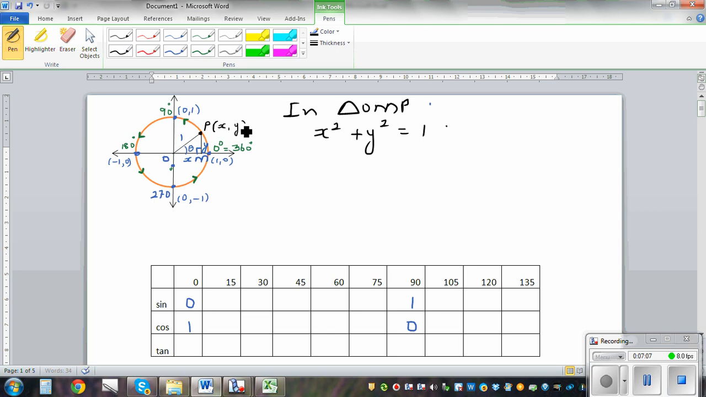Now what is x? We just saw this point is cos theta comma sine theta. So instead of x squared plus y squared, I can say cos squared theta plus sine squared theta is equal to 1. This is basic Pythagorean theorem, so this is also called a Pythagorean trig identity. This has come from Pythagoras theorem.